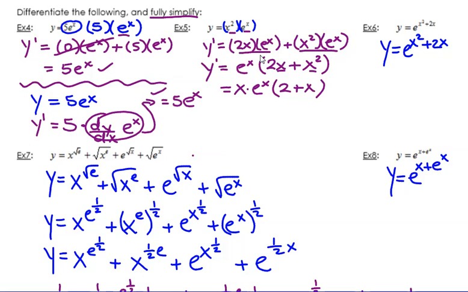Y equals e to the power of x squared plus 2x. So notice that this is an entire function. That means we'll have to do the chain rule. Okay, so e to the power of all of this, the derivative, is going to be itself. So y prime is itself. But then we do the chain rule and we take the derivative of that function in brackets. And so 2x plus 2.